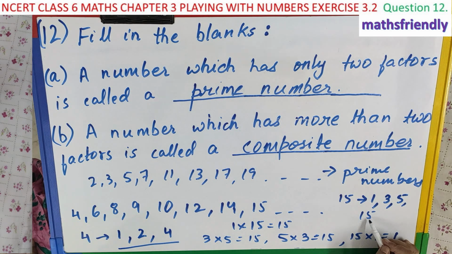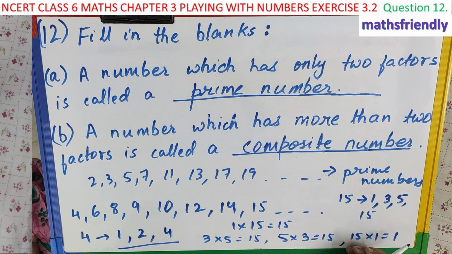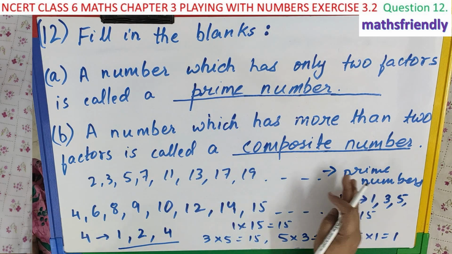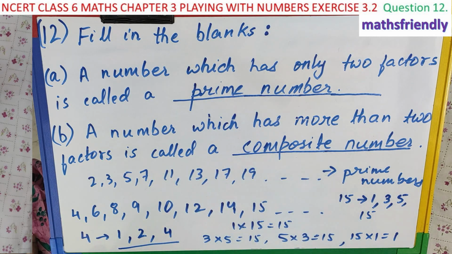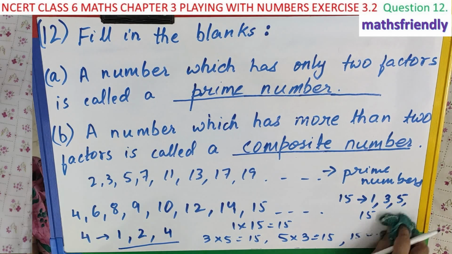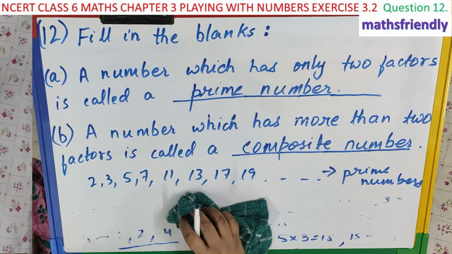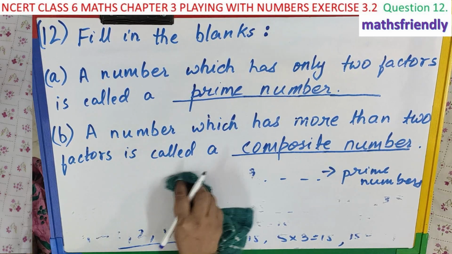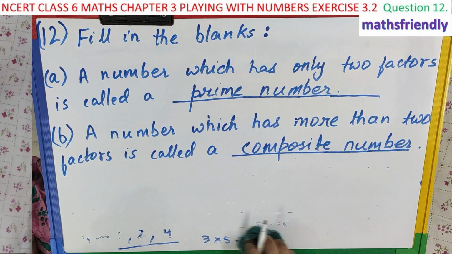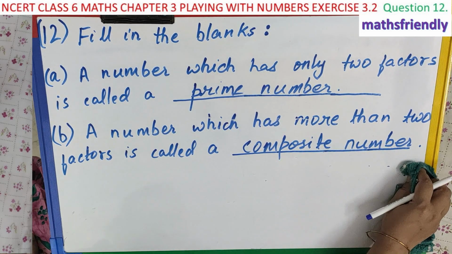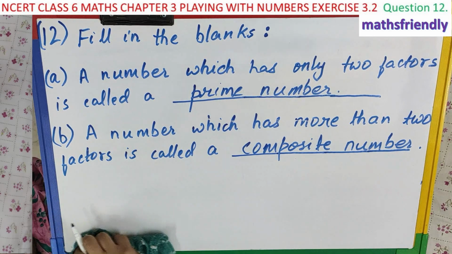So 15 has more than 2 factors, right? So a number which has more than 2 factors is called a composite number. So what did we learn now? We learned about the prime numbers and the composite numbers. Prime numbers start with 2 and composite numbers start with 4, right?